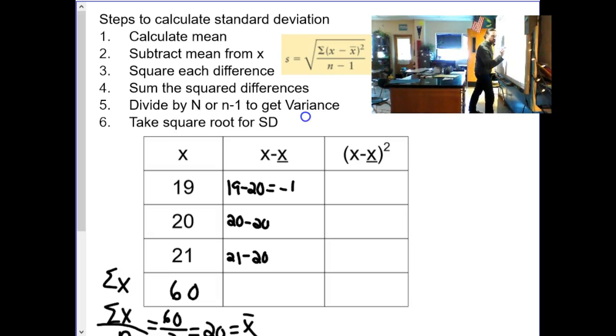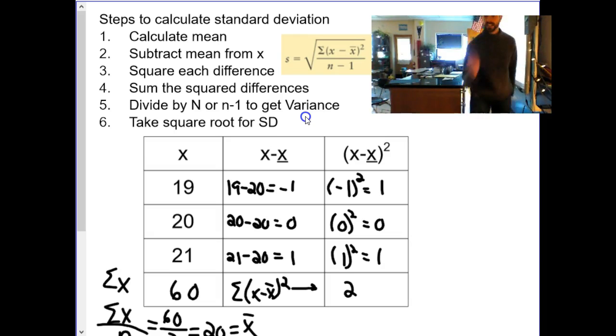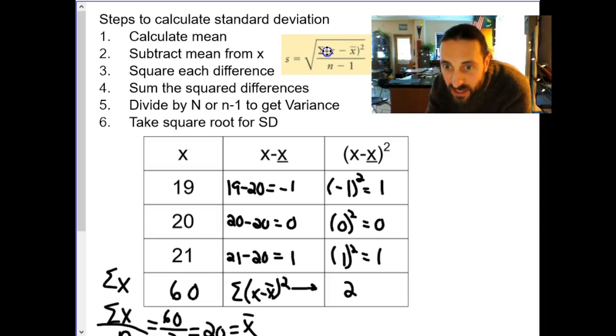So here I've got negative 1. Negative 1 squared is 1. Let me just write it out. Here I've got 0. 0 squared is 0. Here I've got positive 1. 1 squared is positive 1. If I add this up, so this is again the sum of x minus x bar squared, I get 2. Yes! I finally got 2. So now I've just calculated this whole top thing. Sorry about it being a little sloppy there.